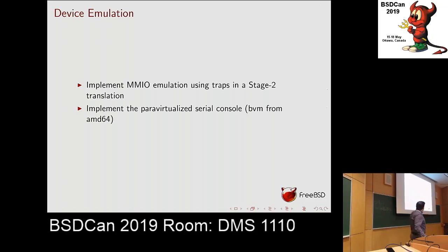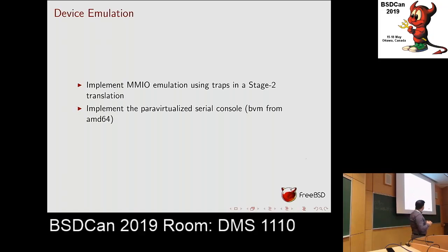First, we implemented the BVM console. It's a very simple console that was used on AMD64 for bhyve and also helped us with debugging and so on. It's port-based, so it is not so good in terms of performance and usability, but in the boot up, it was very helpful. Okay, so until this point, we have the CPU virtualization and the memory virtualization in place, and we start booting the virtual machine. The virtual machine from this point will boot until it gets to the devices.